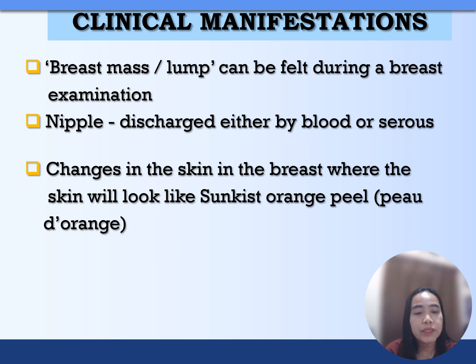The next one is changes in the skin of the breast. Skin changes can include redness, dimpling, or an orange-peel appearance, meaning skin that resembles the surface of an orange. These changes can be signs of invasive breast cancer affecting the skin or underlying tissue.